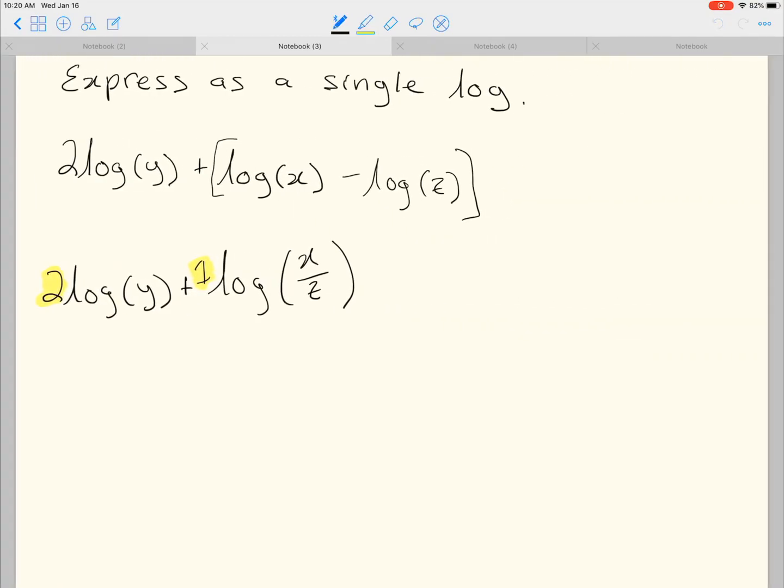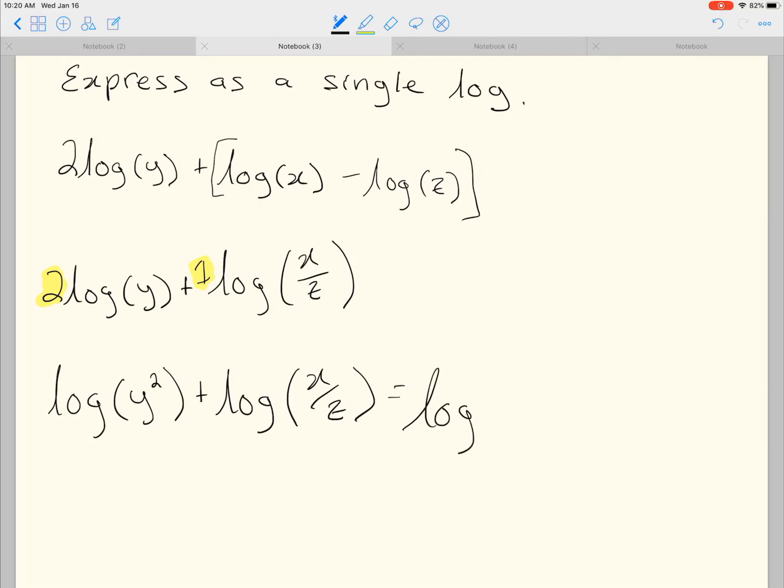So I'm going to do that. It's going to look like this. That 2 was on the outside, and then it moved into the inside as an exponent. And now that both coefficients are the same, we're going to use the product rule. Divided by z. And then that's going to be our final answer for that one.